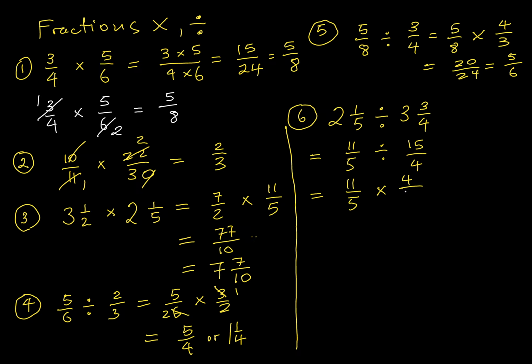Now flip or invert. And that's it. Nothing cancels. That's 44 over 75. It looks like we have room for one more. Why not figure out one more?